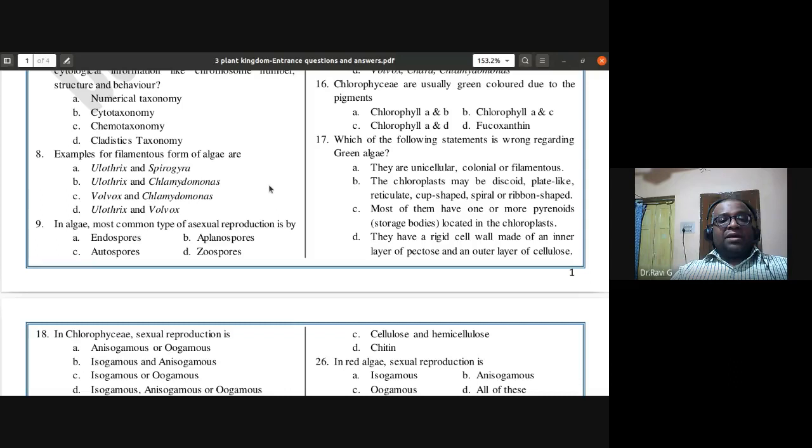In algae, the most common type of asexual reproduction is by what? What type of asexual reproduction is noticed in algae? It is by the formation of zoospores. So zoospores are the most common type of asexual reproduction observed in algae.